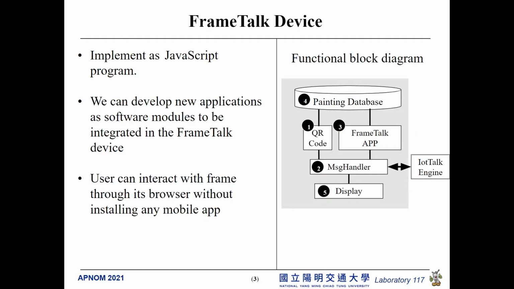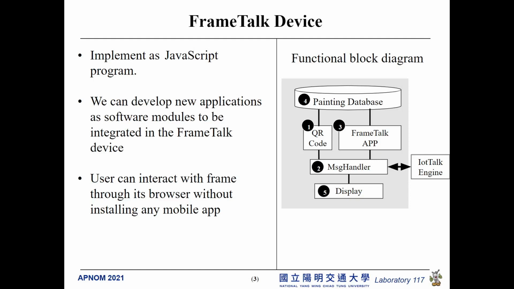A FrameTalk device is implemented as a JavaScript web page program. The picture at the right side is the functional diagram of the FrameTalk device. A FrameTalk device can be triggered by a QR code scanning. So, we can use smartphone to scan the QR code to trigger the message handler. Then, the message handler receives input control message from the IoT Talk engine.